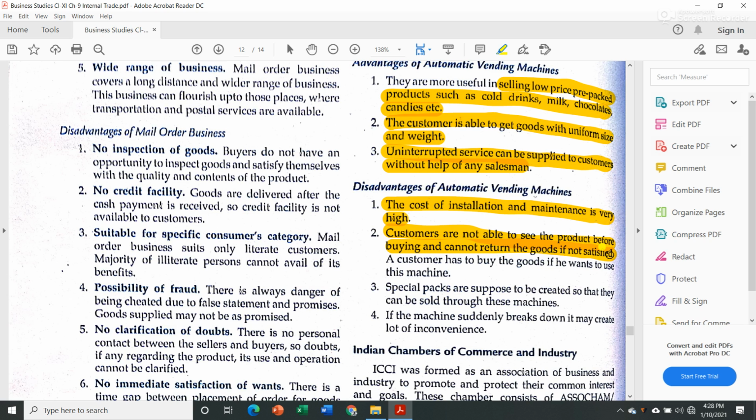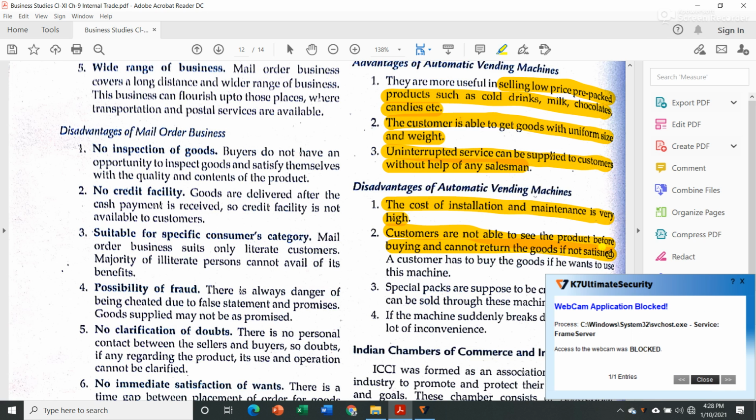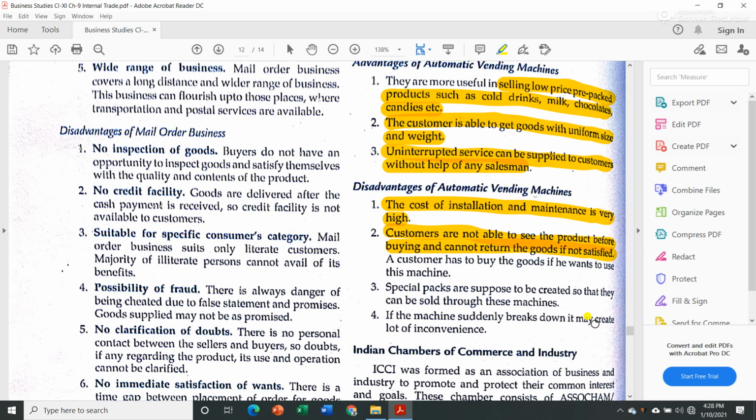But in an AVM machine, you cannot touch or check the product until you buy it. And even after buying, if you find that the product is not according to your preference, then you cannot return it, because the machine doesn't accept sold goods. Okay, a customer has to buy the goods if he wants to use this machine.